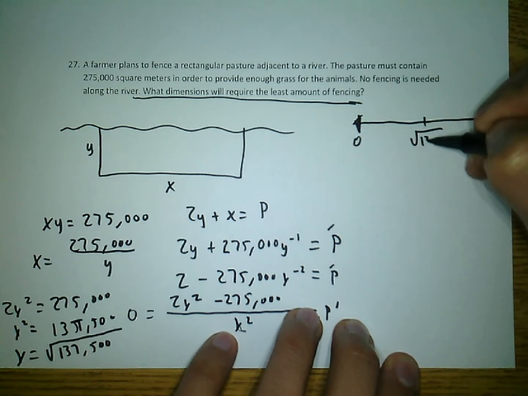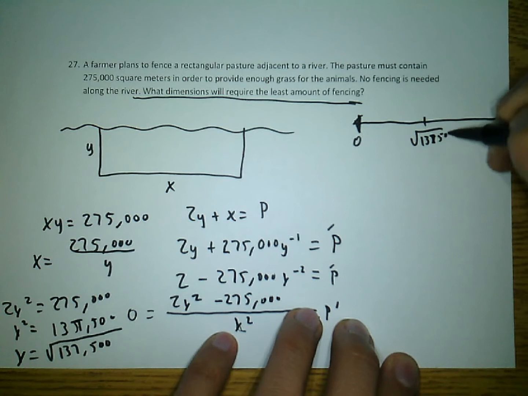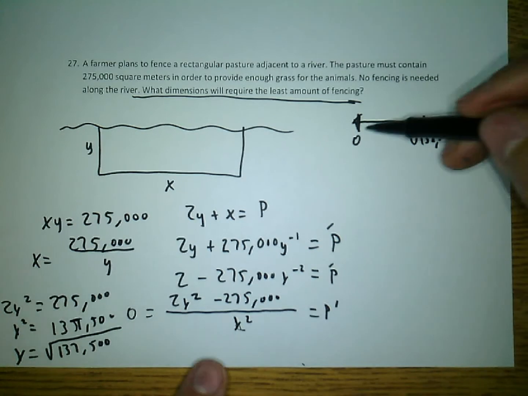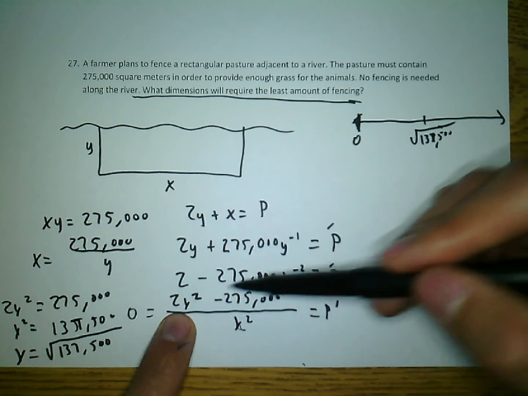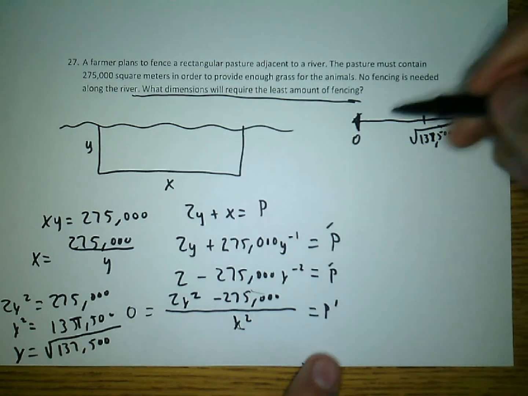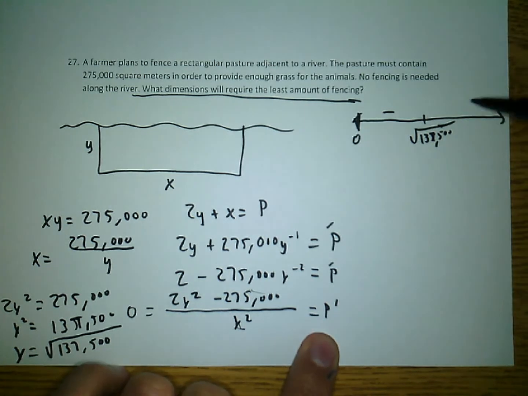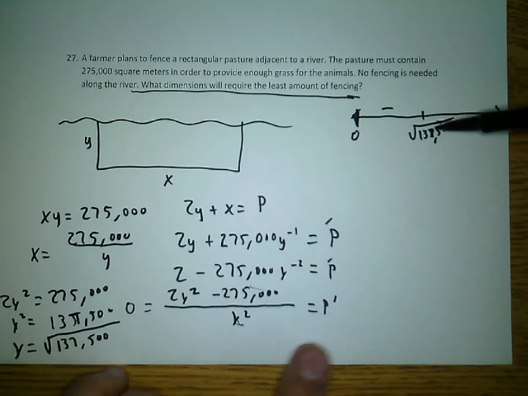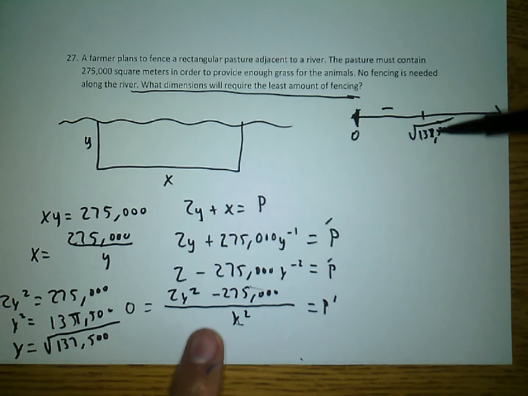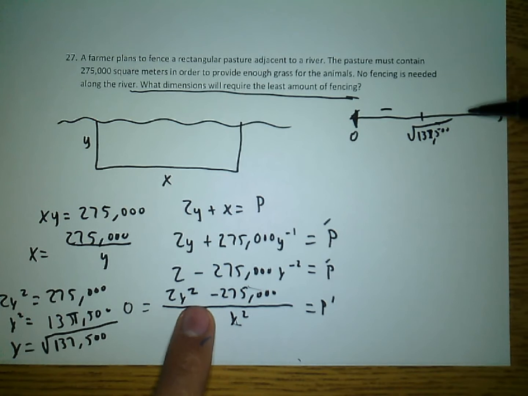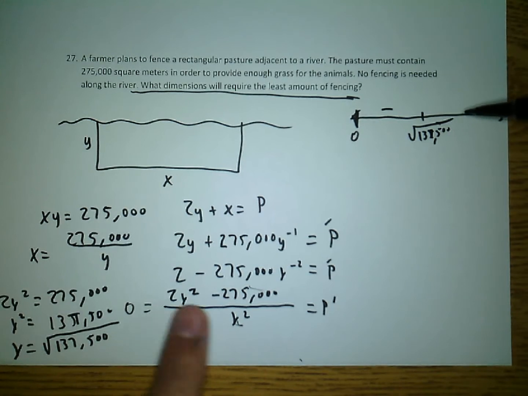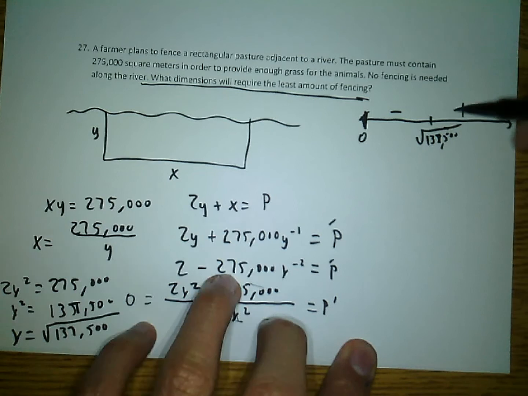This is going to be the square root of 137,500. Now let's say I plug in 1. If I plug in 1 here, 2 times 1 is 2 minus that is going to be negative, so it's definitely going to be negative. And then if I plug in something after that, say 137,500, because that's definitely bigger than the square root, and I square that, times 2, and then minus that is going to give me a positive value.